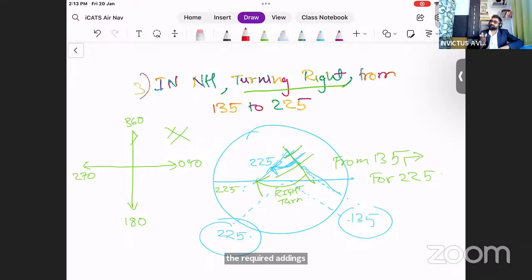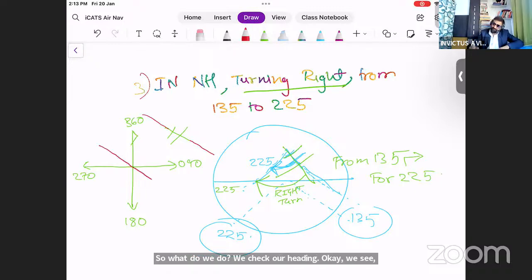It's that simple. This strategy everybody uses. So what do we do? We check our heading. We see this is the track. And then we make a parallel line to this from our cardinal points like this. The line should be parallel. Once that is parallel, you measure it clockwise, directions clockwise from reference north, and you get 135 magnetic quickly.